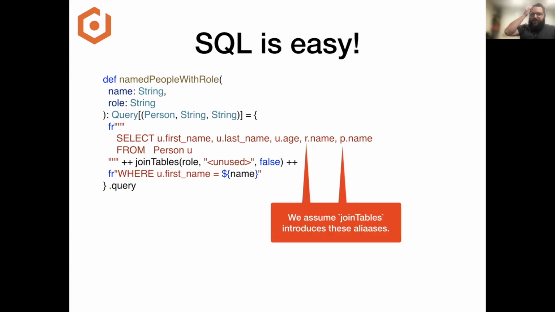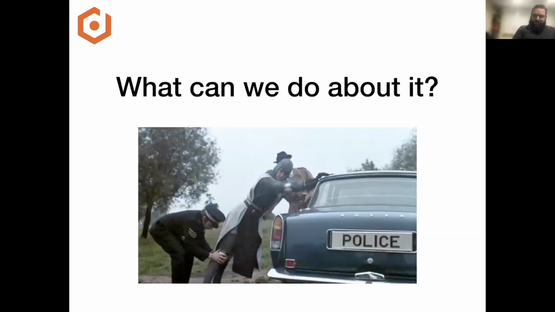So, okay, how do we solve this, right? Well, also, sorry, the other thing that we need to assume is that these are other aliases that are coming from inside of this joined composition here. We have to assume that they exist. Okay, how do we solve this, right? What do we do about this?